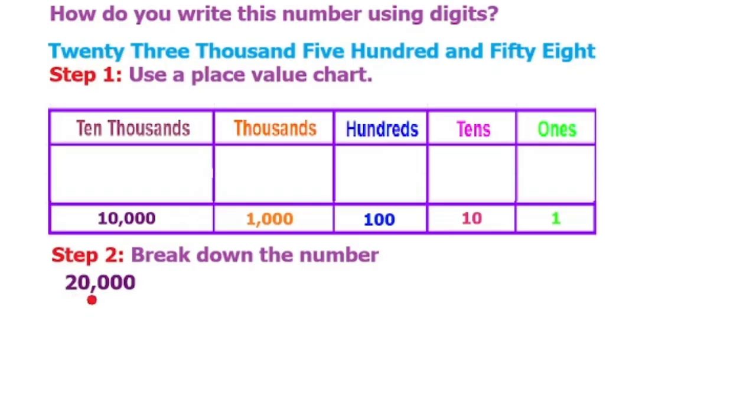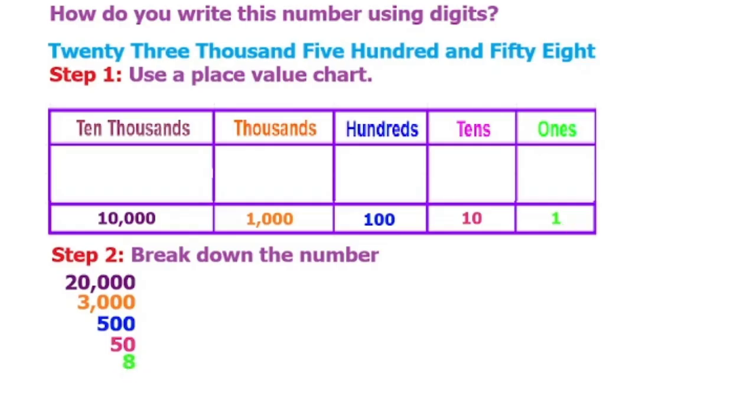20,000. So this is how 20,000 looks. Then we have 3,000. Then we have 500. Here's 500. Then we have 50 here. This is 50. And then we have 8. And we have 8 here.